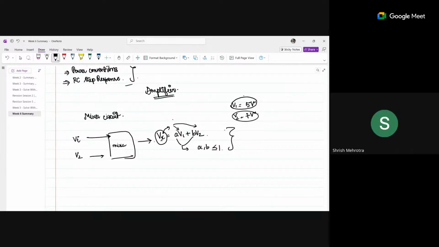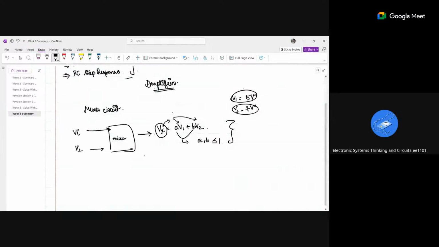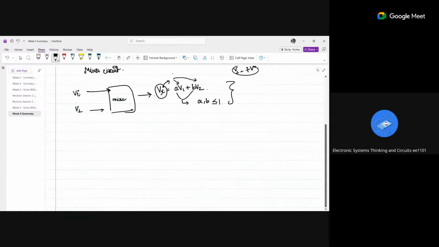So basically, after this mixer circuit, we are not always increasing the amplitude of the signal. It's always reduced, right? Either it reduces or remains the same. So let this V1 be the output of some mic. Let this V2 be the output of some musical instrument like a guitar, for example.